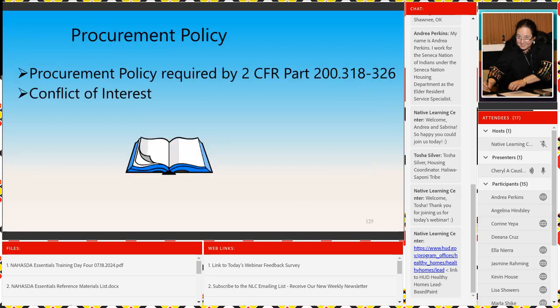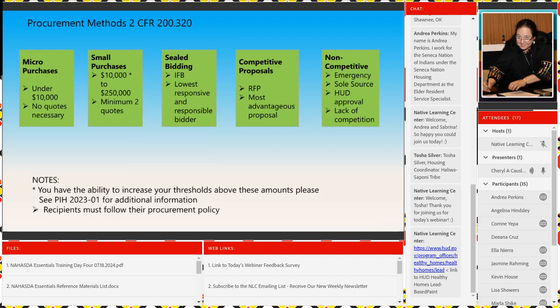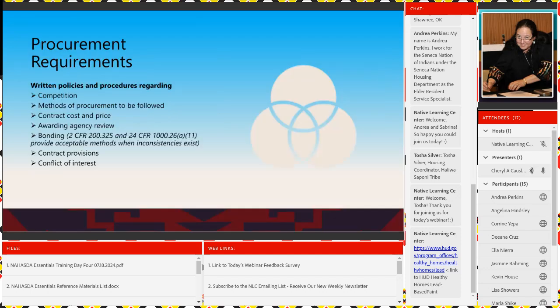Follow the procurement policy required by 200.318 through 326 and the conflict of interest. You have several different procurement methods: micro purchasing, small purchasing, sealed bidding, competitive proposals, and non-competitive. Good idea, if you do any type of building or you're within that department, that you take a good procurement course. They're rare. I was working on writing one the last 2 days.